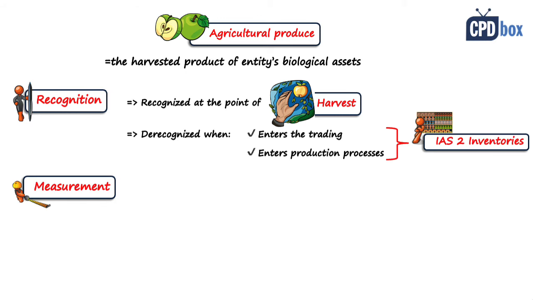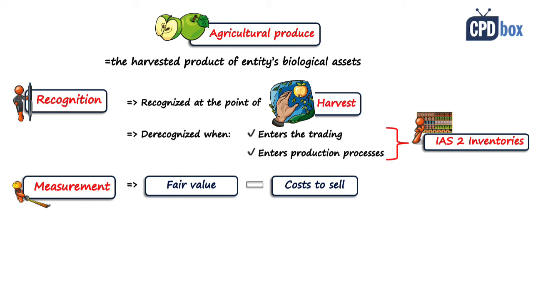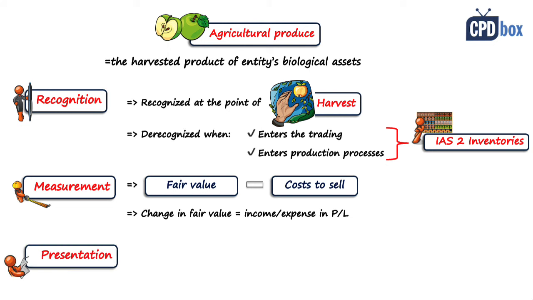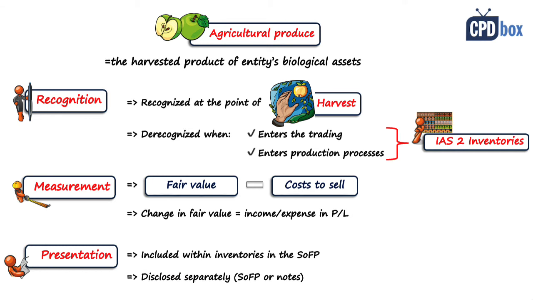The agricultural produce is measured at fair value less cost to sell, similarly as biological assets, and the change in fair value is recognized as an income or expense in profit or loss. The agricultural produce is usually included within inventories in the statement of financial position, but you should disclose it separately, either in the face of the statement of financial position or in the notes. So as you can see, the guidance related to agricultural produce is easier, simpler than for biological assets, and it's because the produce is usually used in the shorter production cycle.